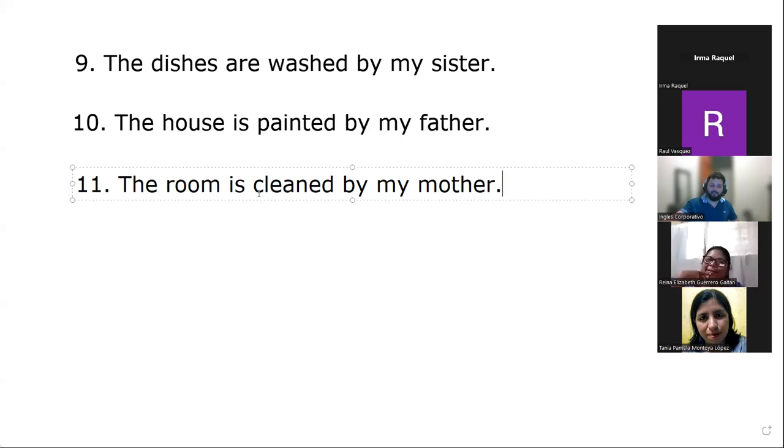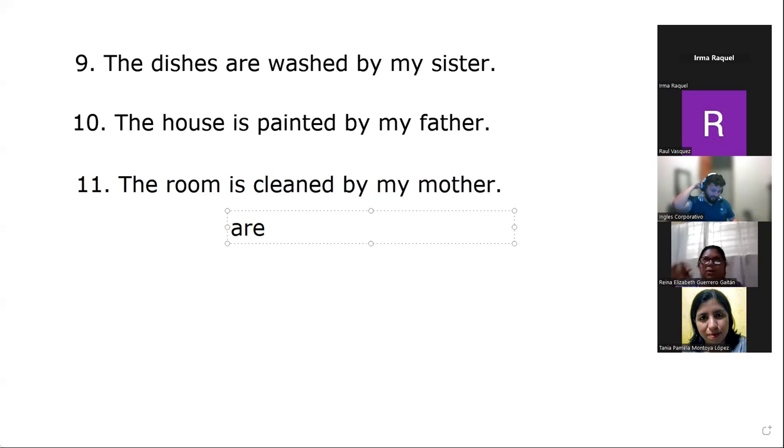If you're talking in the present, you're going to use is or are, okay? Is for singular and are for plural, right? And am, if you're talking about yourself, okay? If you're talking about the past, you're going to use was or were. For singular, you use was, and for plurals, you use were. But tomorrow, we're going to talk about the past, okay? But in the present, that would be the room is cleaned by my mother, okay?